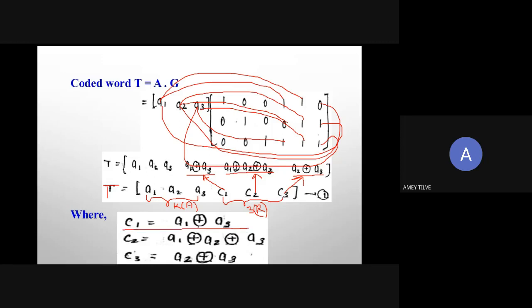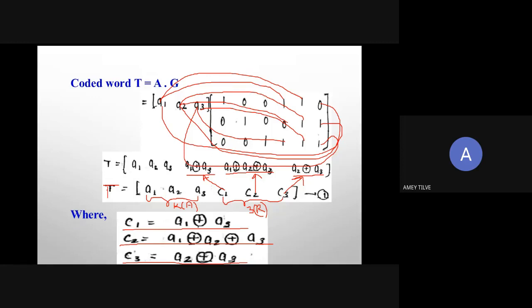C1 is A1 XOR A3. C2 is A1 XOR A2 XOR A3. And C3 is A2 XOR A3. So this is just a general multiplication. A values I have taken as A1, A2, A3. G value is already provided to me. I have just done matrix multiplication to find out what my T is. I have not found all the codes now. Codes I will find in the further steps. But as of now, I have just created an equation for how I'm going to find my codes.